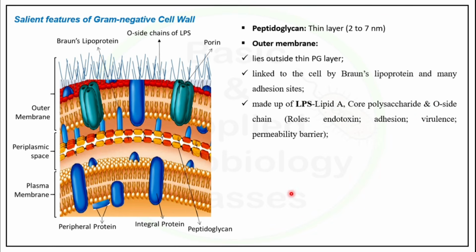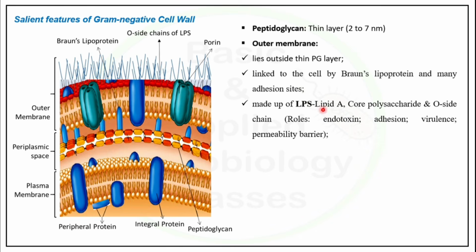So the lipopolysaccharide of the outer membrane plays a very important role for the bacterial cell wall. It helps in the production of endotoxin. It helps to provide bacterial cell adhesion. It helps bacteria enhance their virulence and also acts as a permeability barrier. So you can see that the outer membrane is mainly responsible for enhancing the pathogenicity of bacteria. That's why most gram-negative bacteria are pathogenic when we compare them with gram-positive bacteria, because of the presence of LPS in the outer membrane, right?